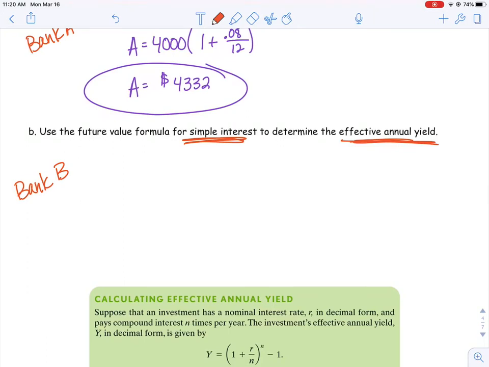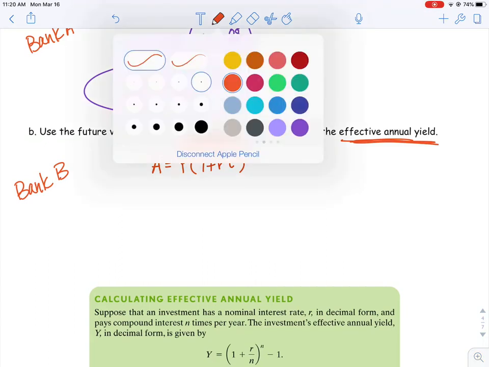So I'm going to start with my simple interest formula for my future value. Remember, if you look on your formula sheet, it should be on the front page at the bottom. I have future value with simple interest using this formula right here. A equals P times 1 plus RT. This is going to give me my future value with simple interest. And let's use the numbers that we got from Bank A, plug it into this formula, and let's see what Bank B would have to give me as a simple interest rate in order to be the same amount.